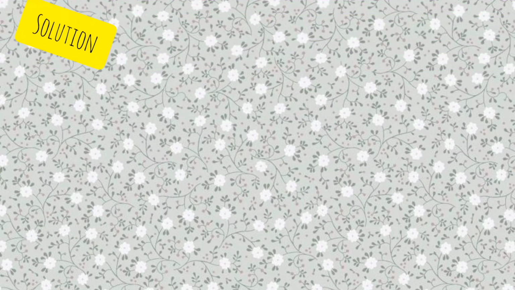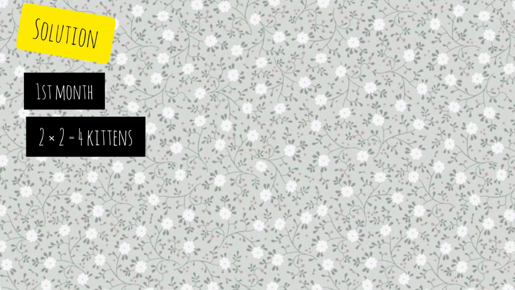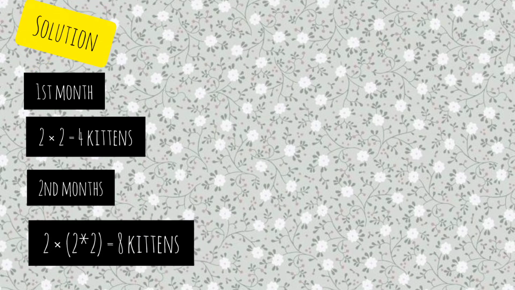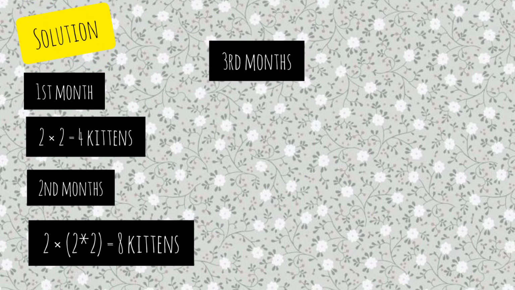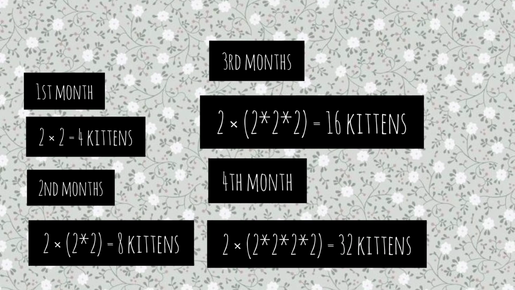After 1 month, the kittens have doubled once. So since every month the kitten doubles by 2, we times it by 2, which is equal to 4 kittens. After 2 months, the kittens have doubled twice. So we have 2 times 4, which is equal to 8 kittens. And so on for 3 months, which is equal to 16 kittens, and 4 months, which is equal to 32 kittens. Plotting the points on the graph using x for the number of months and y for the number of kittens, we have.